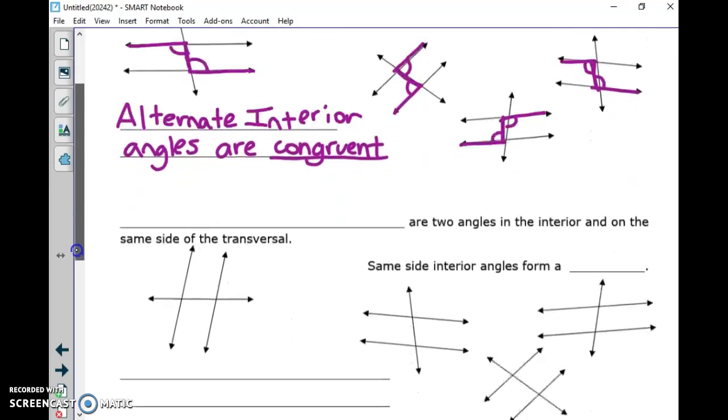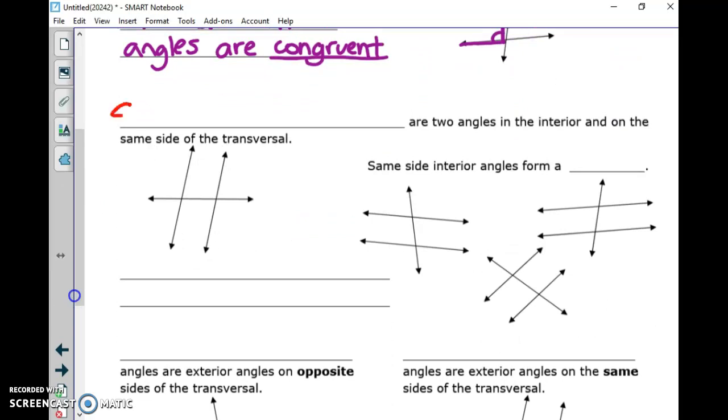Instead of being alternate, now we're going to talk about same side interior angles. It goes on to say here, they are two angles in the interior and on the same side of the transversal. So check it out. In this diagram on the left, this angle and this angle, they are both on the same side of the transversal, but they are between the parallel lines. So that's why we would call them same side interior angles.